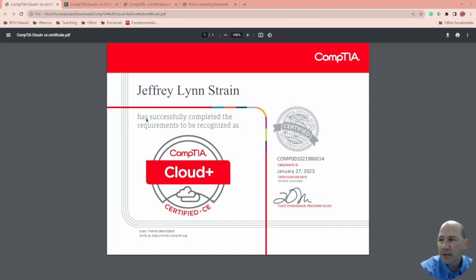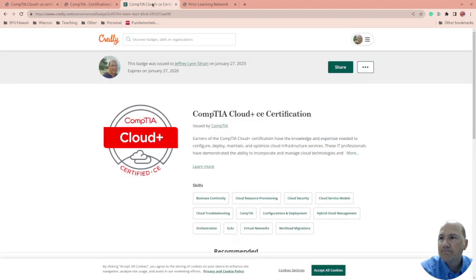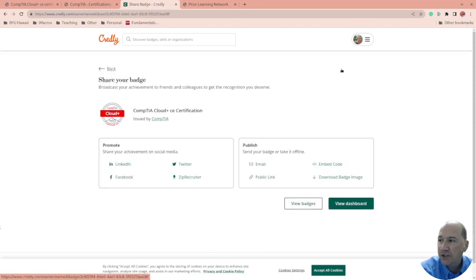So let's take a look at a few things. So of course your certificate, which you get from your CompTIA dashboard. But things go out to Credibly. So here at Credibly, we can see that you have the certification. You can share these, and I usually like to share it to LinkedIn, right?